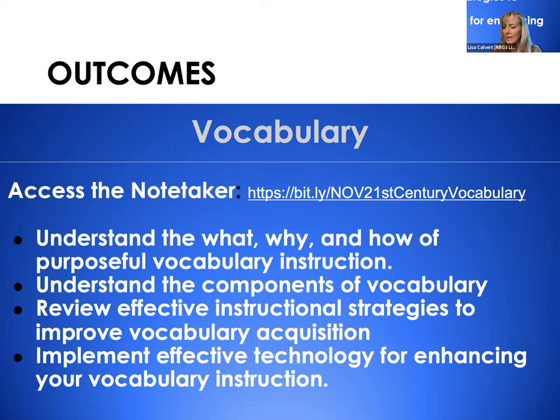I'd like you to take a minute and write down a personal outcome, like what you would like to get out of this session, what you're hoping for. What I hope for you is that you'll understand the what, why, and how of purposeful vocabulary instruction. You'll understand the components of vocabulary, why it's so important. We'll review a few effective instructional strategies and give you some tools that'll help you get a little more bang for your buck. And we'll talk about ways to implement effective technology for enhancing your vocabulary instruction, because we're all about technology, right? We have to use it.